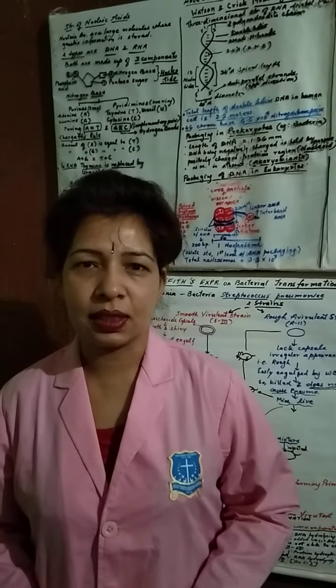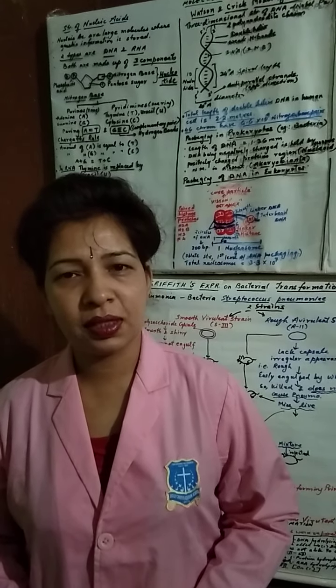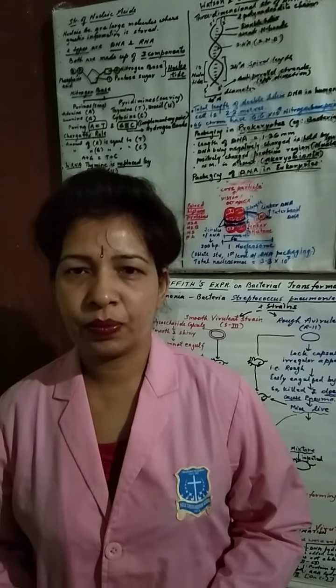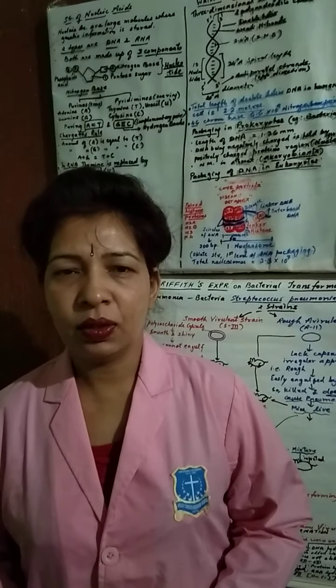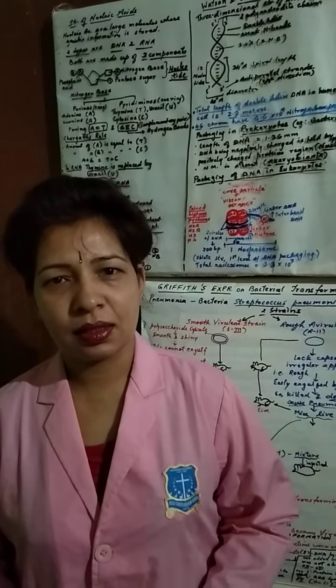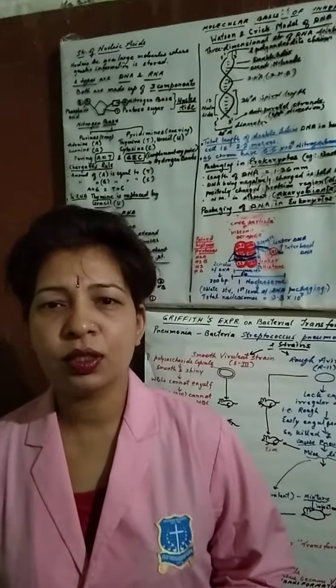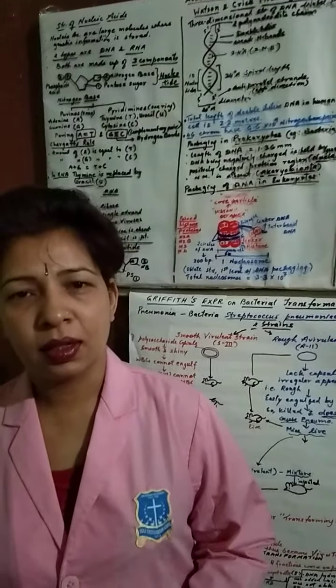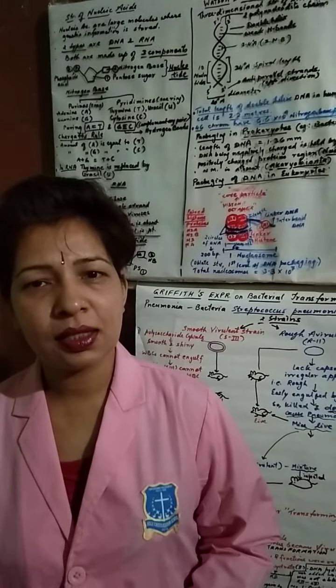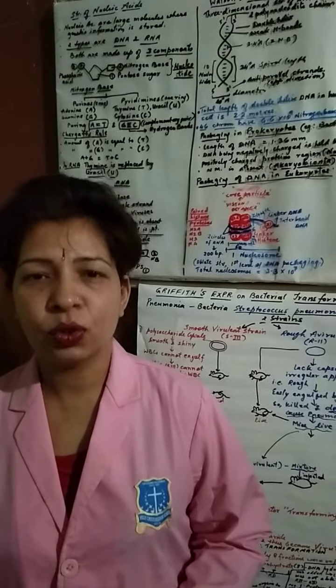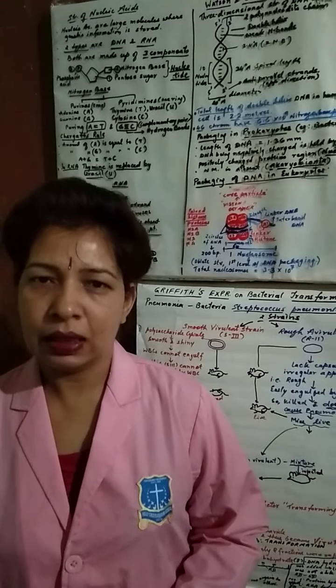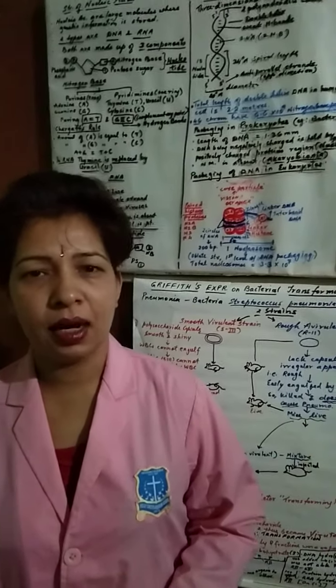Today we are going to discuss the molecular basis of inheritance. You might know about nucleic acids. What are nucleic acids? Nucleic acids are large molecules where genetic information is stored. There are two types of nucleic acid: number one, DNA, and number two, RNA.